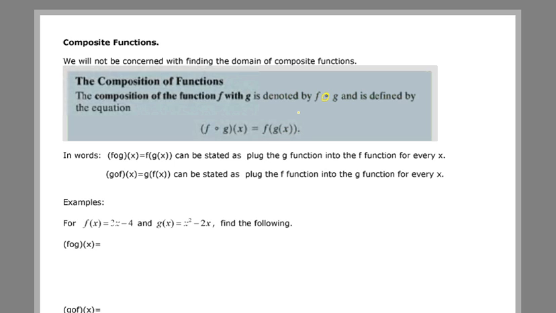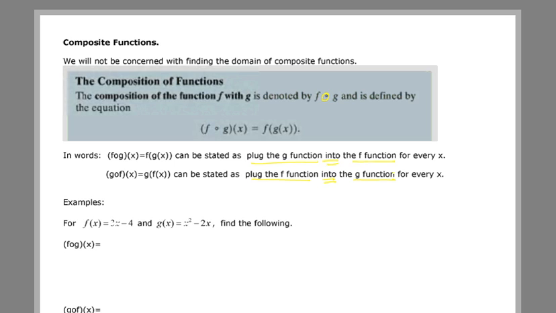And actually in words, what this is telling us is to take the G function and plug it back into the F function. So we're going to plug the G function into the F function everywhere we have an X. That's how F circle G is interpreted. If it were written G circle F, then it would be G parenthesis F parenthesis X. Notice F is inside, so that means we're plugging the F function inside or into the G function.